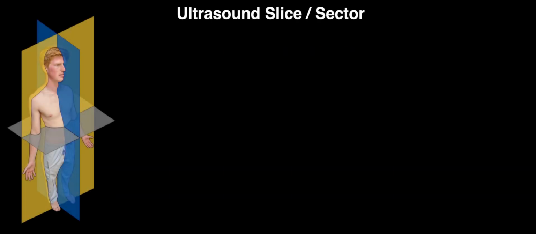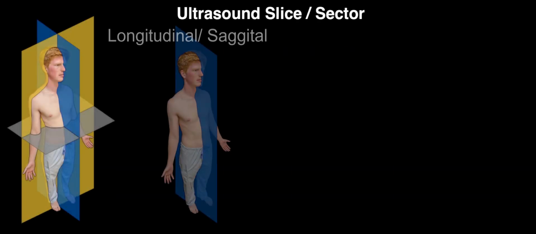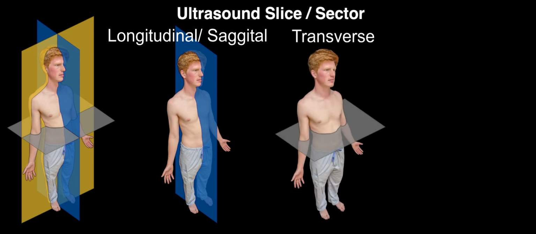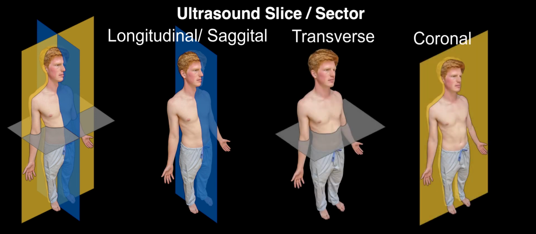And here are the anatomical planes. The longitudinal plane, which when aligned with the midline is also known as the sagittal plane, the transverse plane, and finally the coronal plane.